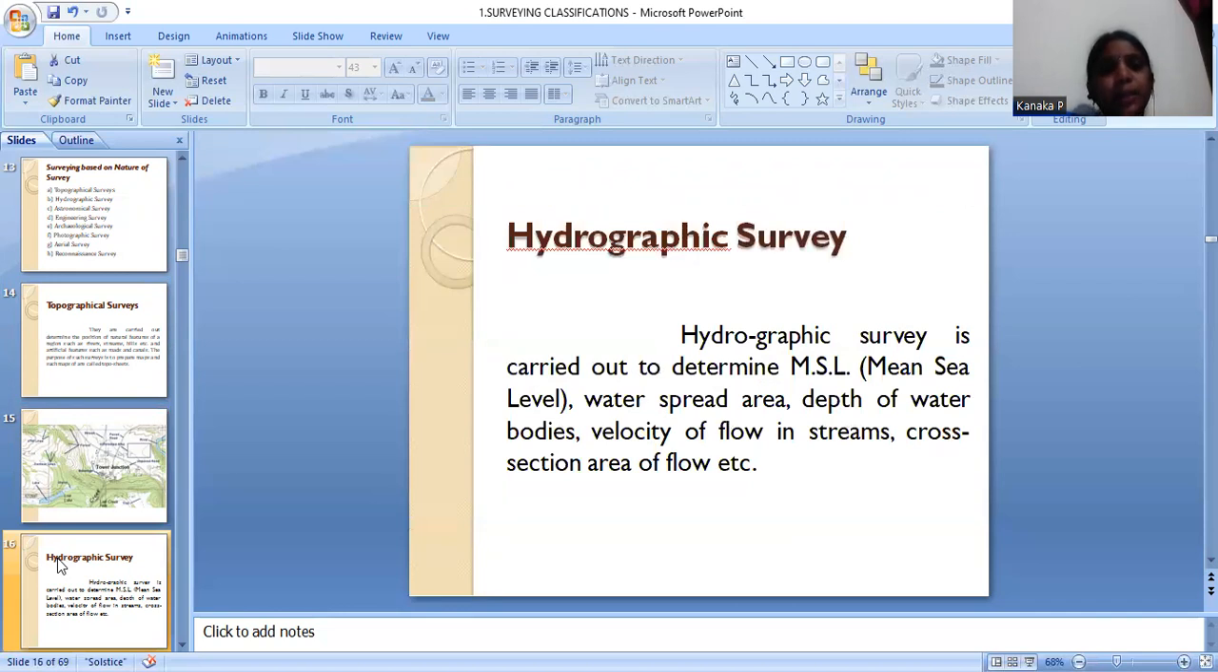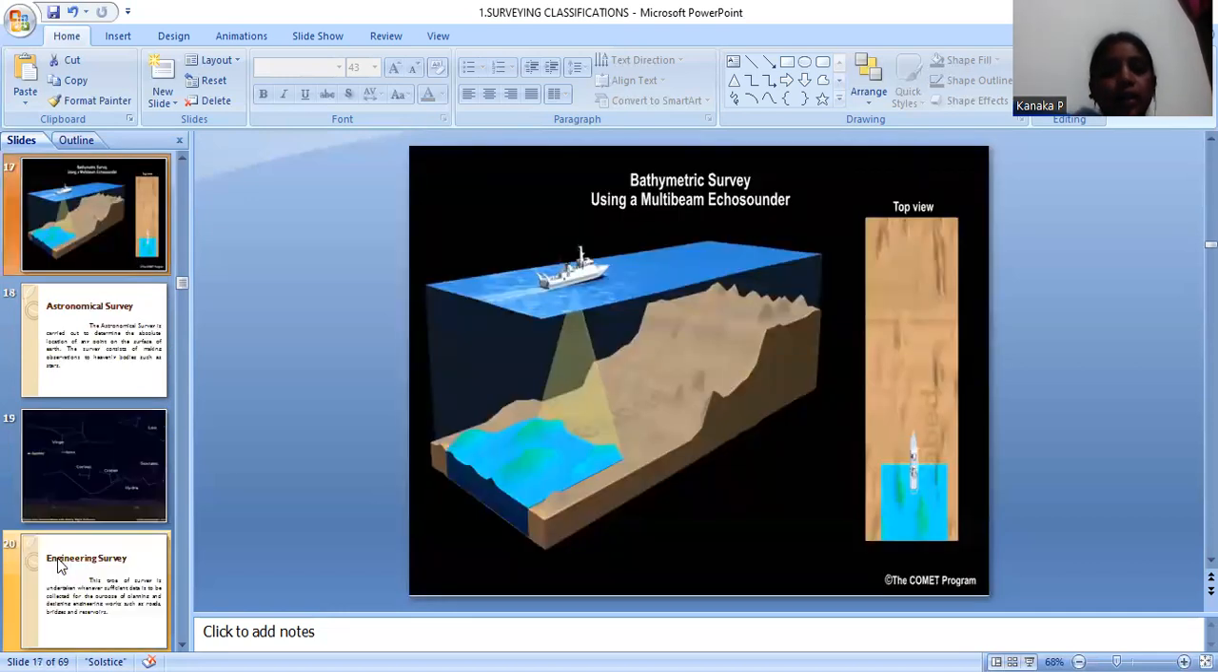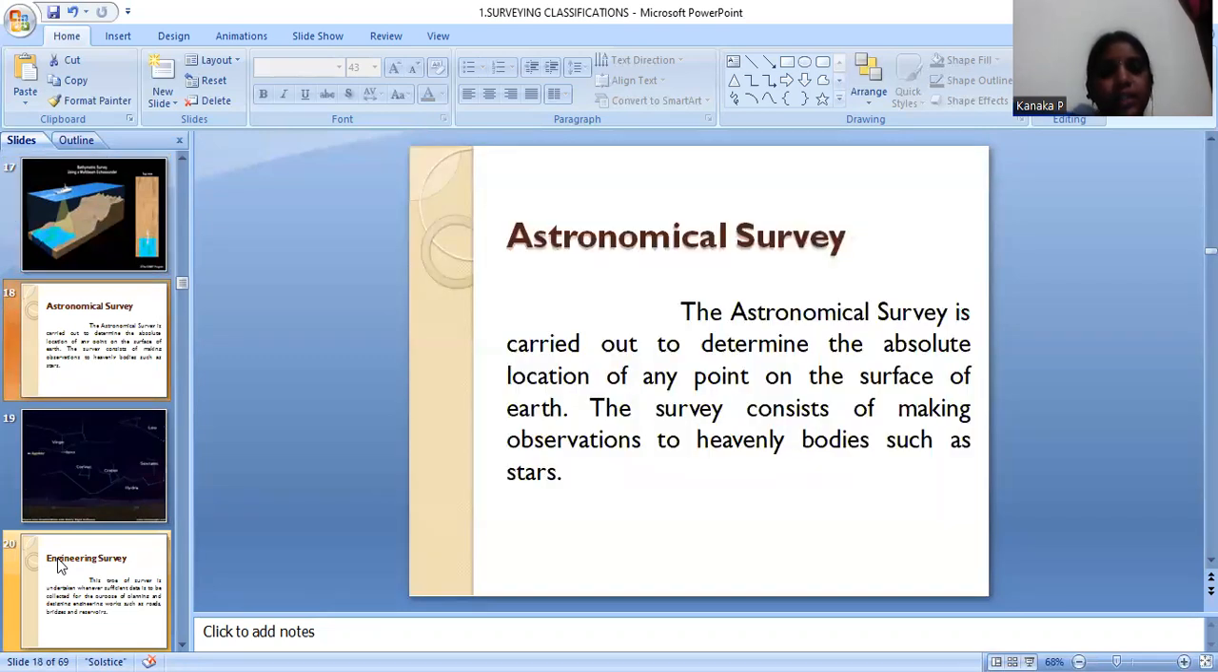Then hydrographical survey. A hydrographical survey is to determine the mean sea level, water spread area, depth of water bodies, and velocity of flow in streams, cross-sectional areas, flows, etc. So this is a hydrographical survey, and then the third one, astronomical survey.